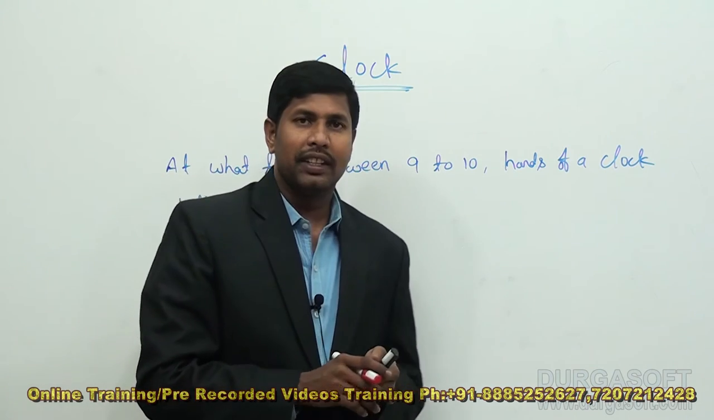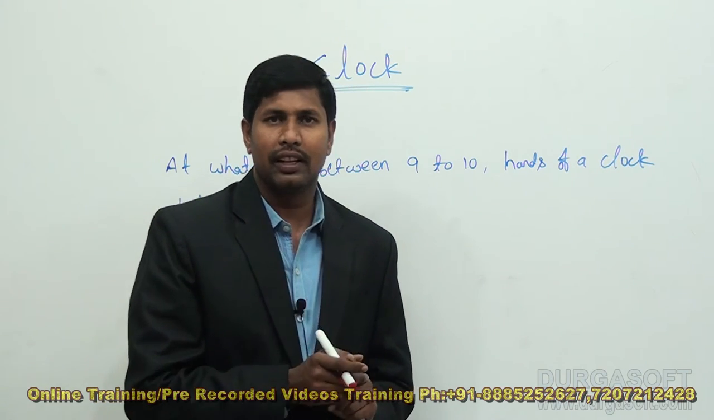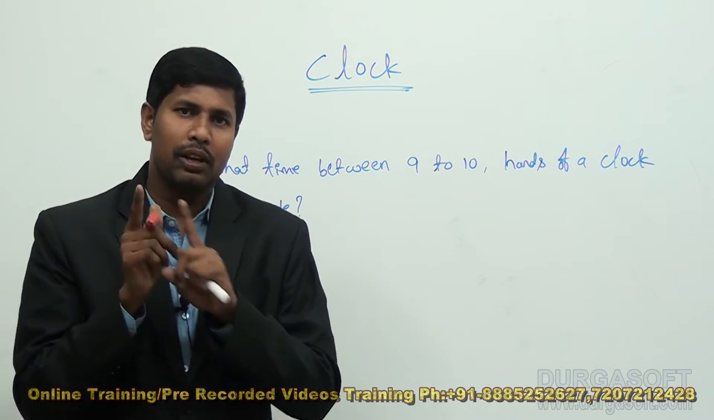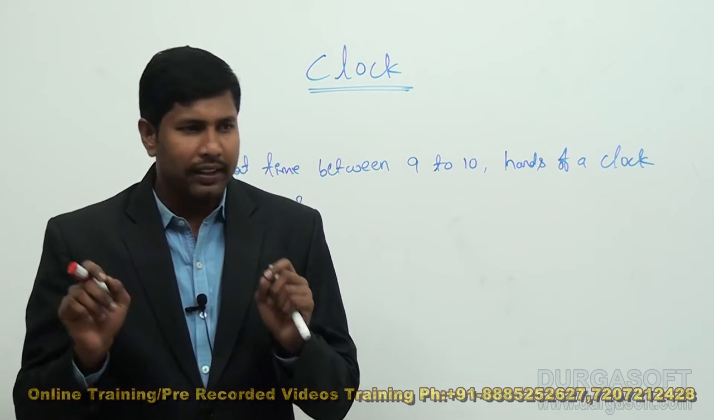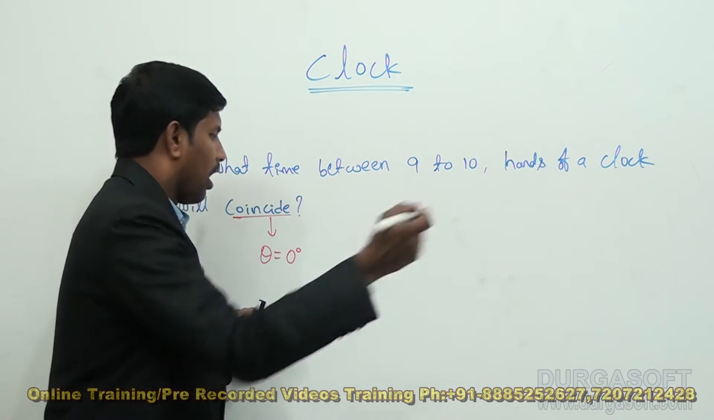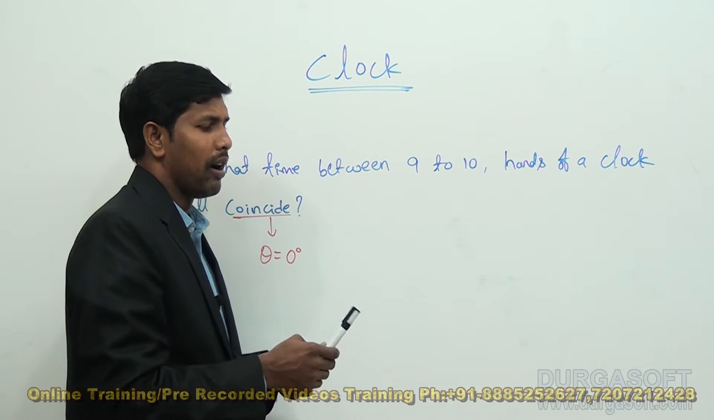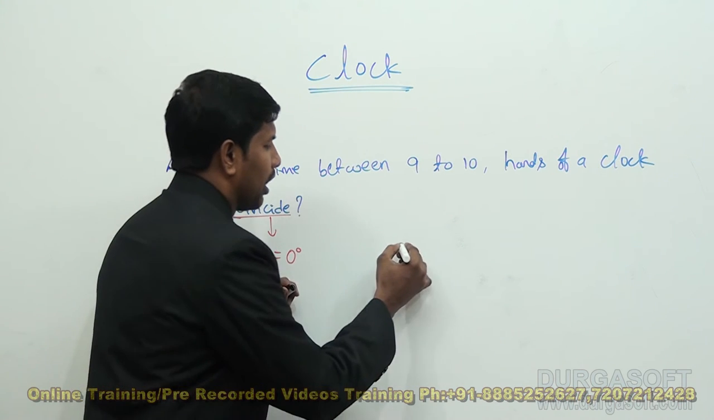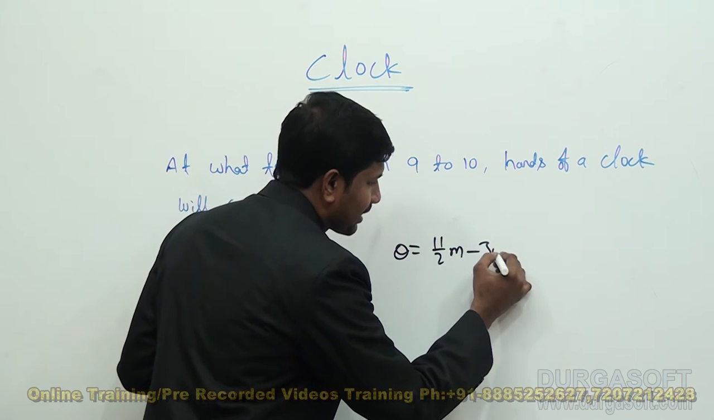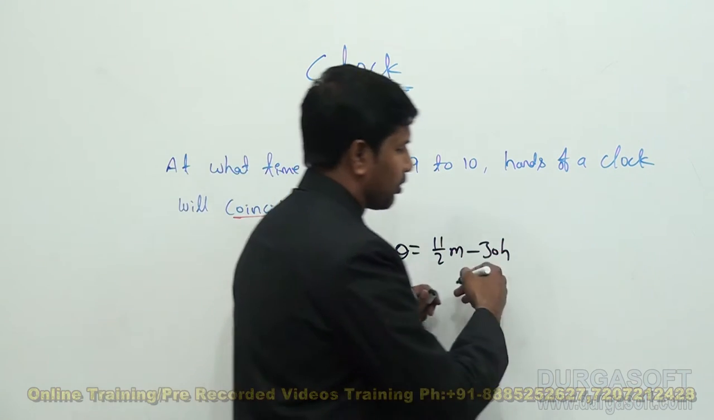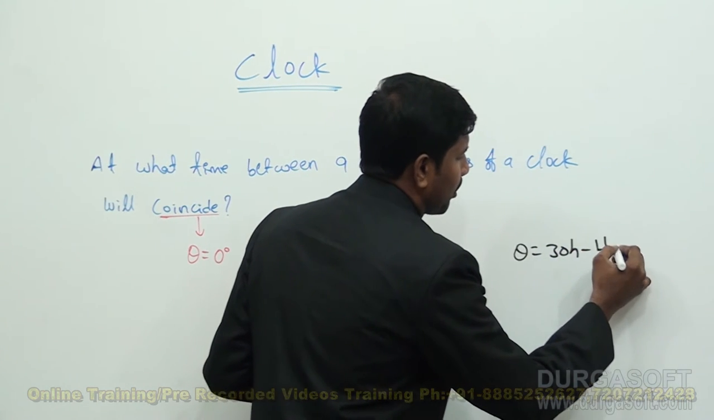When we discussed the angle zero at the starting, we concluded that it happens 11 times in 12 hours and only once in every hour. Here we know that it will happen only once, so there is no need to take two forms. Now the formula is theta equals 11 by 2 m minus 30h, and theta equals 30h minus 11 by 2 m.